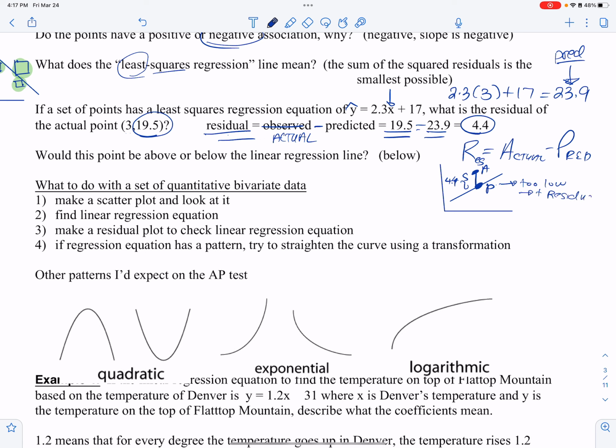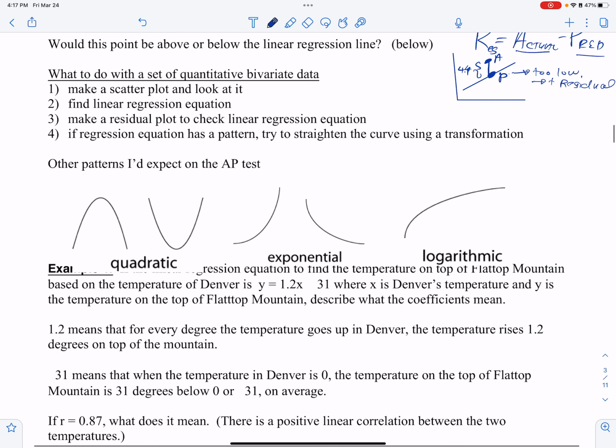That is a common multiple choice question. If I have a positive residual, then which one is it? My prediction is too low. With a negative residual, my prediction is too high, because it's actual minus predicted. The predicted is underneath for this case, and so that's why it's too low.